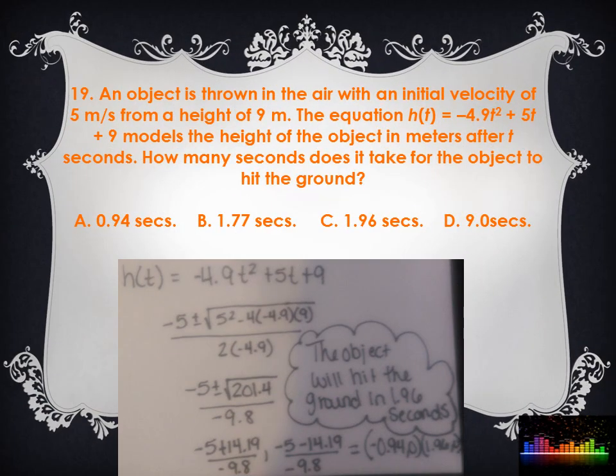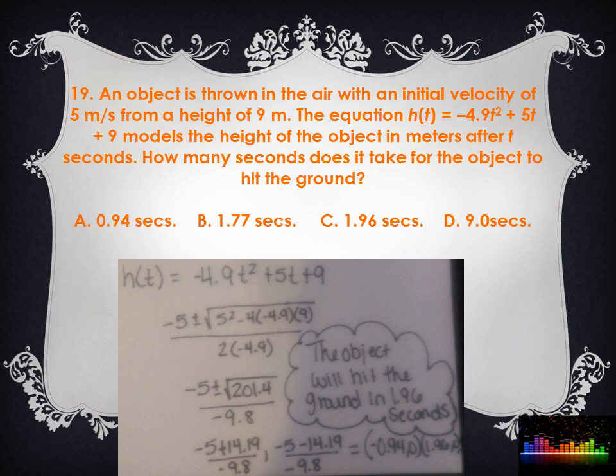An object is thrown in the air with an initial velocity of 5 meters per second from a height of 9 meters. The equation h of t equals the following models the height of the object in meters after t seconds. How many seconds does it take for the object to hit the ground? Well, when it hits the ground, it equals 0. So we can just set this function equal to 0 and solve for our x value or our t value for time.